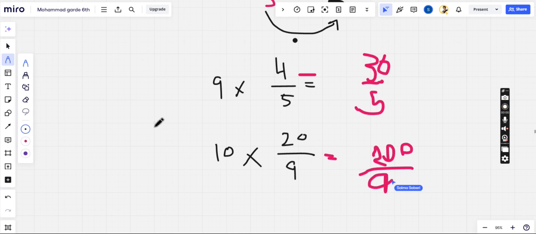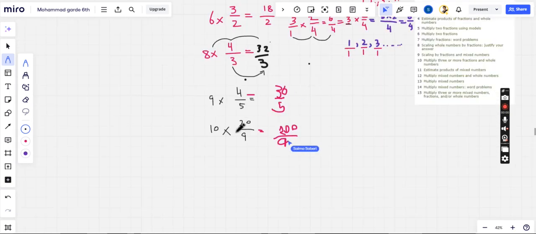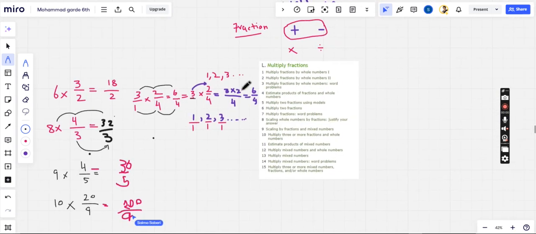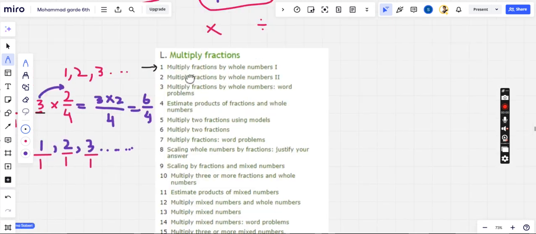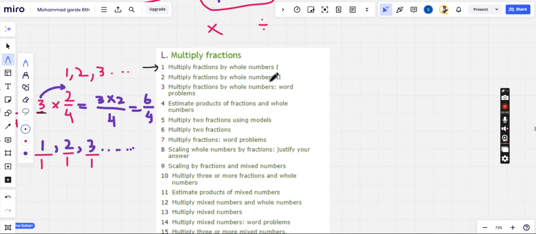So I did the same thing on the top. Good. So I multiplied 10 times 20, so I got 200, and I put the 9 the same there. Good, that's perfect. So dear, do you have any question about the first topic, which is about multiplying fractions by whole numbers? No. Good. So now we practice multiplying fractions by whole numbers.